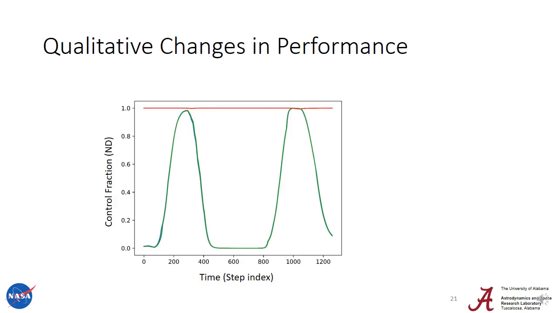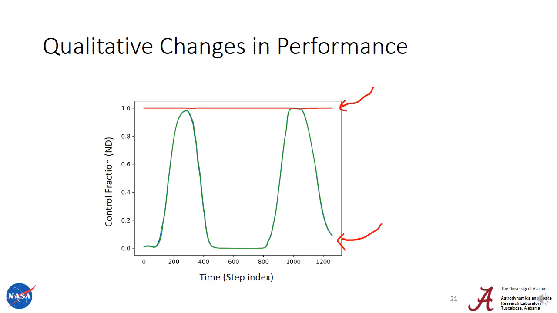Now that we've looked at the quantitative changes that reinforcement learning makes, let's look at what changes it's making qualitatively to the trajectory. This red line up here indicates the in-plane control angle, while this green line here indicates the thrust fraction at any time. And as you can see, it has a roughly bang-on, bang-off structure.